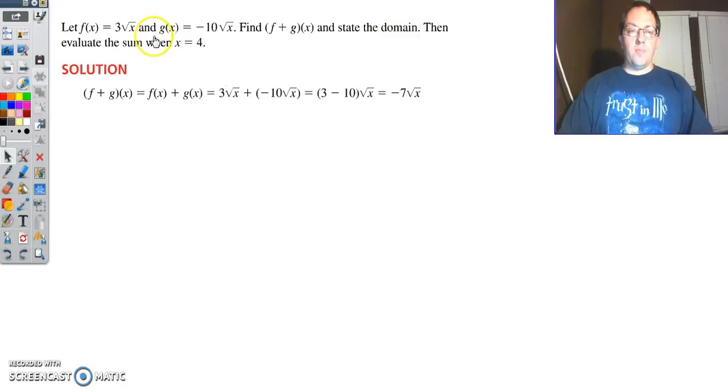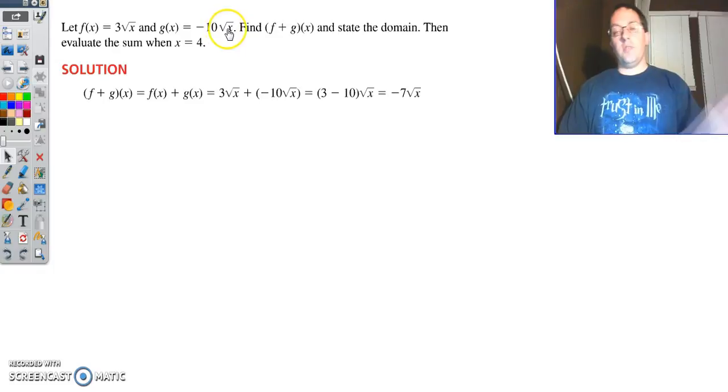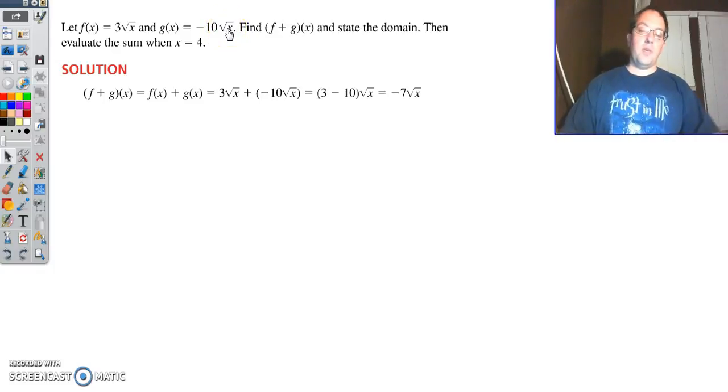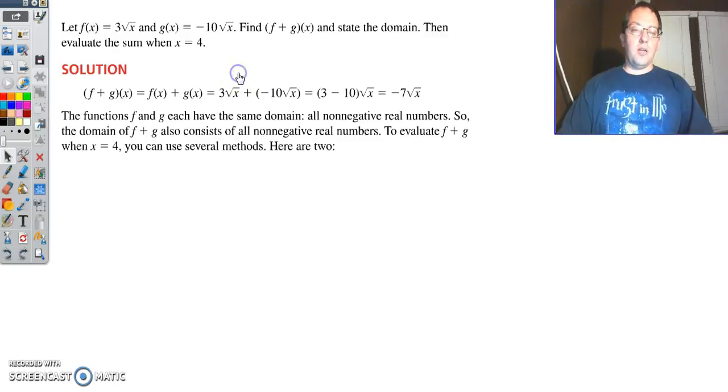The domain, well, this is a square root function, that's a square root function. They both have a domain of all non-negative numbers. So the domain is x is greater than or equal to 0. So when you put them together, the domain is x is greater than or equal to 0. So non-negative numbers. Now, to find out what the value of this is when x equals 4, a couple of ways you can do it.